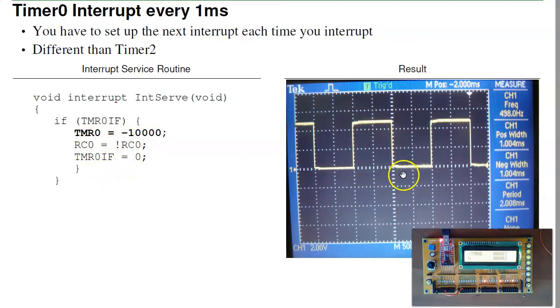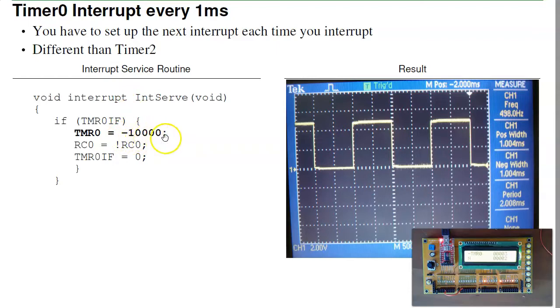Now what happens is I'm toggling every 10,000 clocks. And as we see here, 1 millisecond. If you notice, it's not exactly 1 millisecond. It's 1.004 milliseconds. That 0.004 is actually real. What that means is it's 10,000 clocks between interrupts plus the time it took to halt the main routine, jump to address 8, get to this line of code. That's about 50 clocks, just like with timer 2.